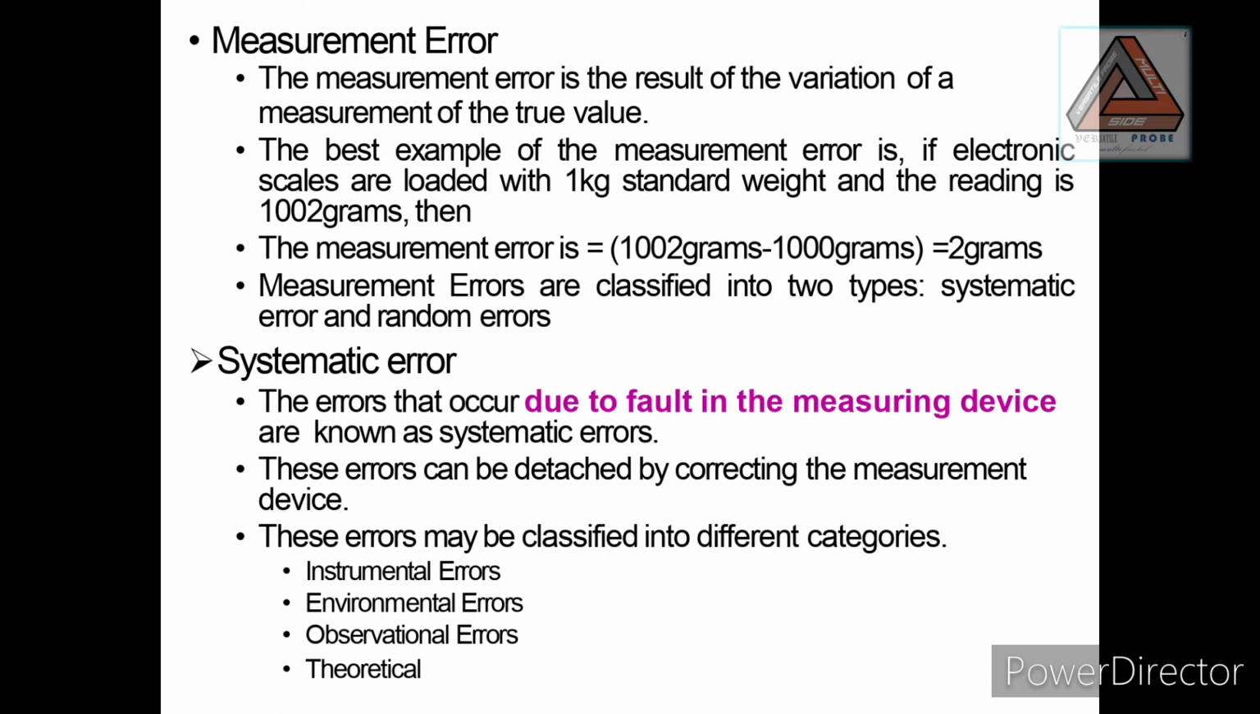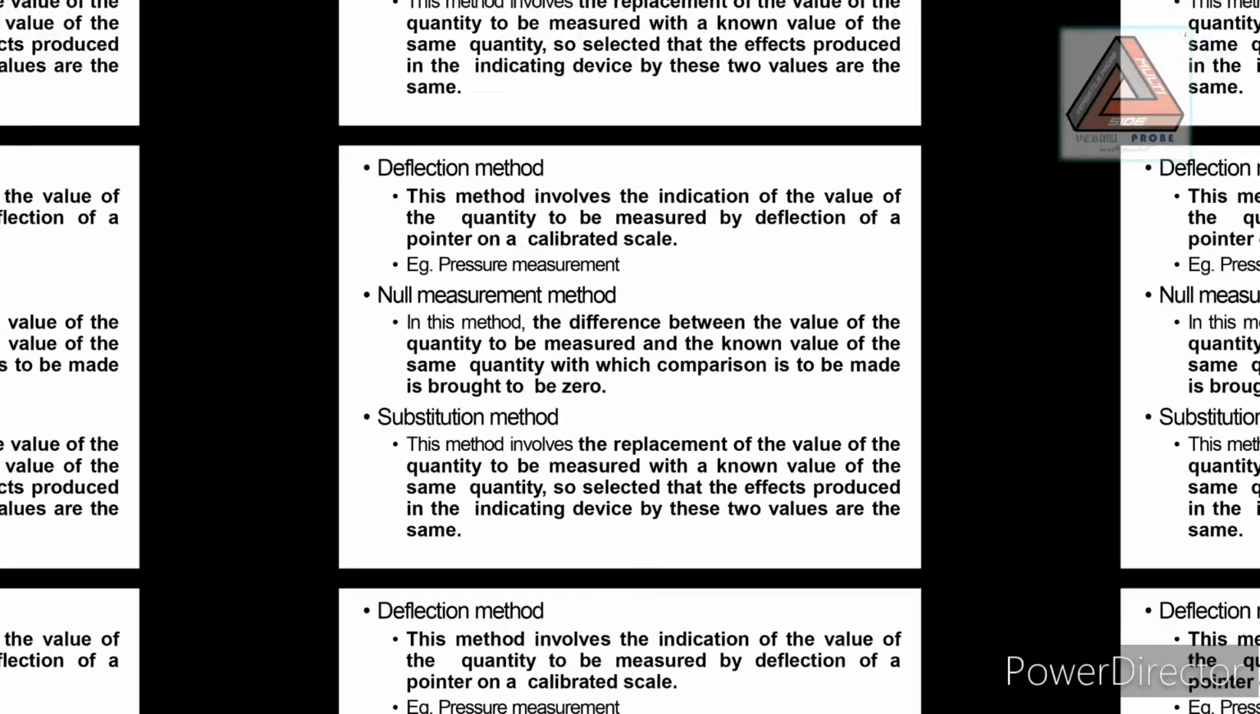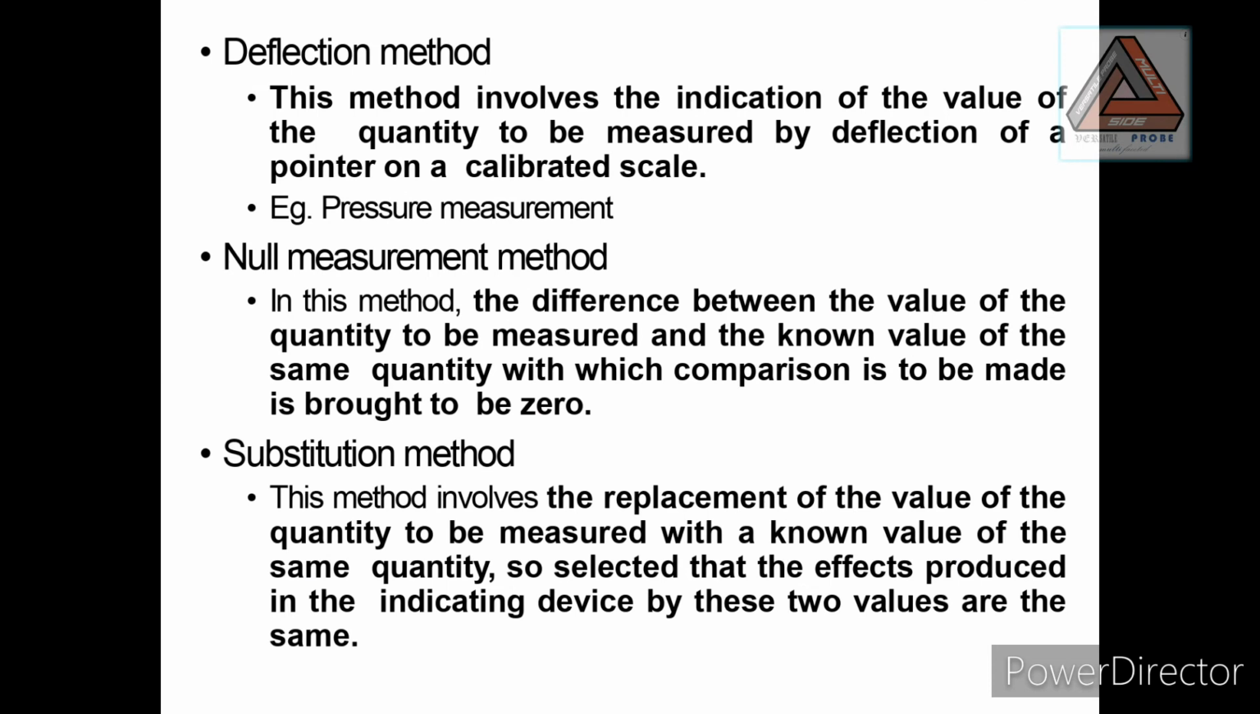The generalized measurement system: a physical quantity to be measured, that is the input signal, then the primary sensing element. Next is the variable conversion element, which converts the signal. Then the variable manipulation element, which amplifies the signal. Then the data transmission element, then the data processing element. After that the processed signal goes to the data presentation element, after that the human readable form, the observer.